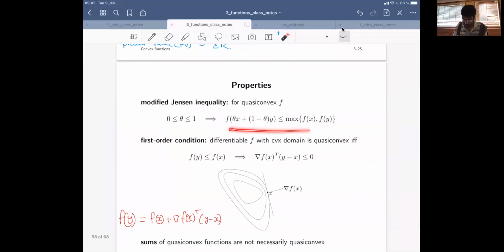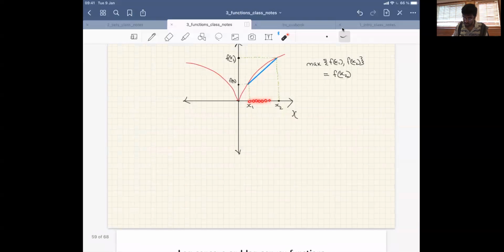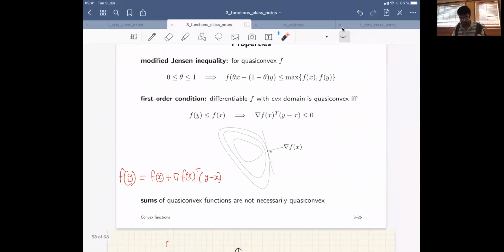So this is another way of defining quasi-convexity. What was the first way? We defined it using the sublevel set, right? So here is the second definition, using the modified inequality, which says that you have two points x and y, and the function evaluated at any point between x and y will have a value less than the maximum of f of x and f of y. That means even if you consider any point in between and evaluate the function, that will have a value less than the maximum of these two points. That's how we define quasi-convexity.